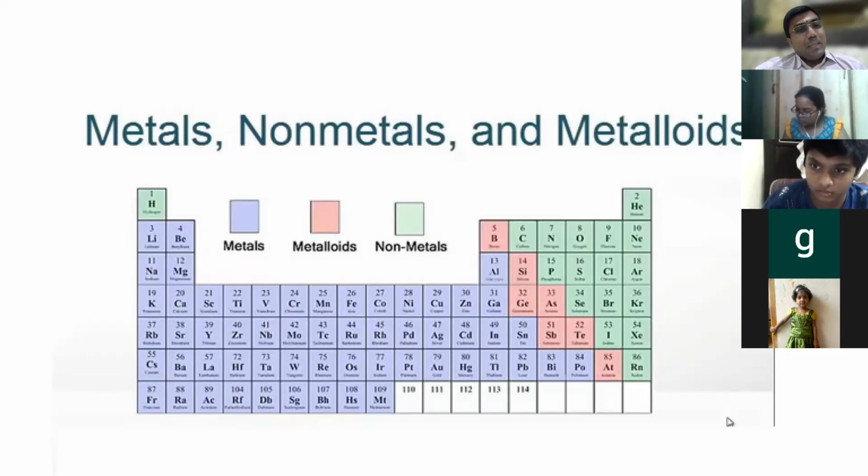So have a look here. So which is in violet color, these are all metals. All S block elements are metals, and all D block elements are metals. So metals means S, D, and F block elements. So all elements of S block, D block, and F block are metals. So I hope you are very clear, right?